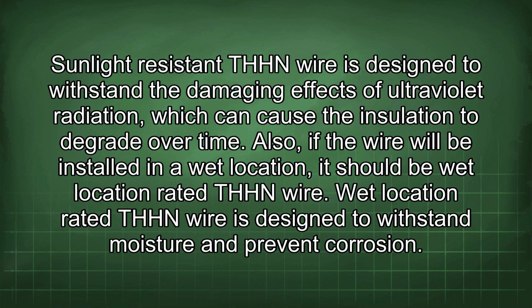Sunlight-resistant THHN wire is designed to withstand the damaging effects of ultraviolet radiation, which can cause the insulation to degrade over time. Also, if the wire will be installed in a wet location, it should be wet location rated THHN wire. Wet location rated THHN wire is designed to withstand moisture and prevent corrosion.